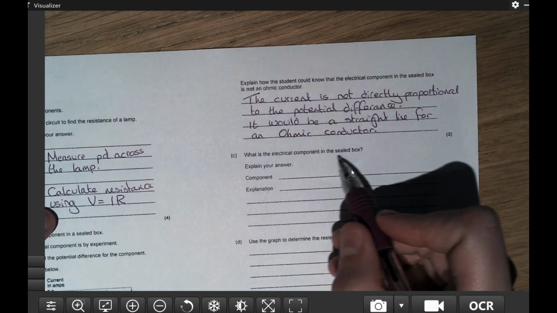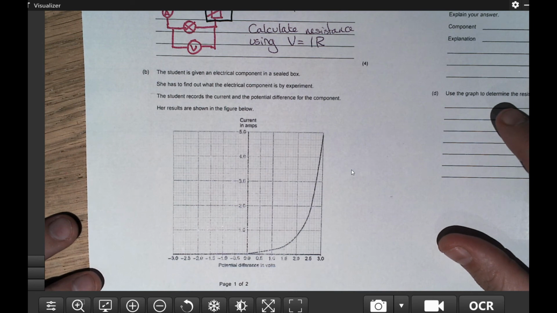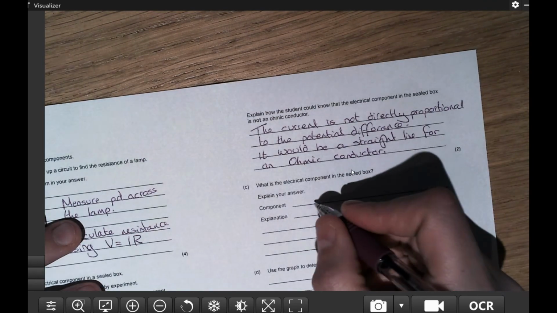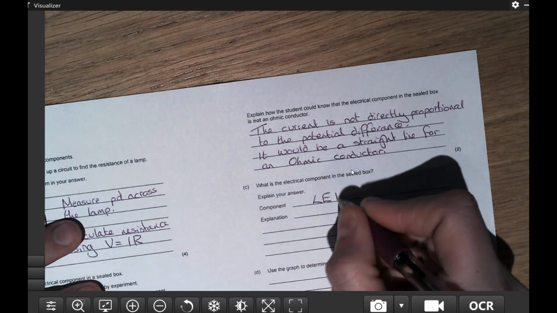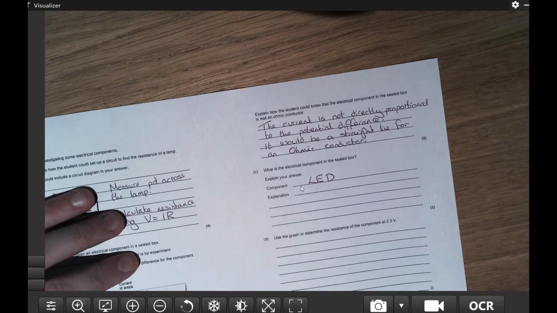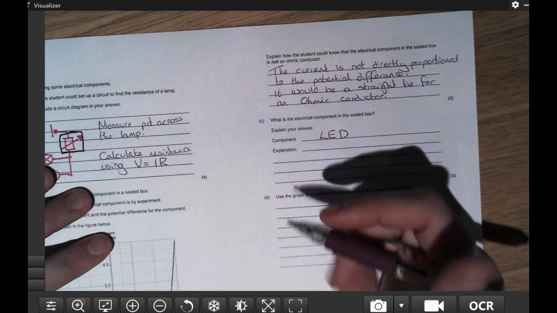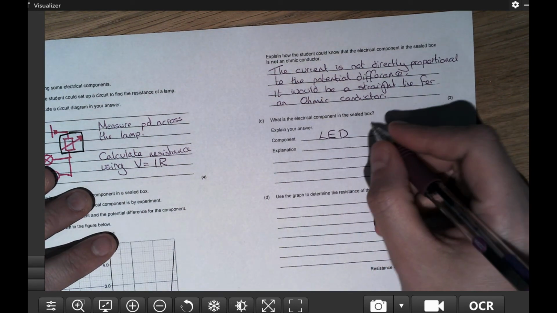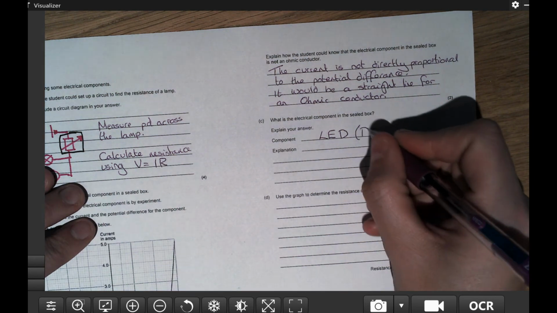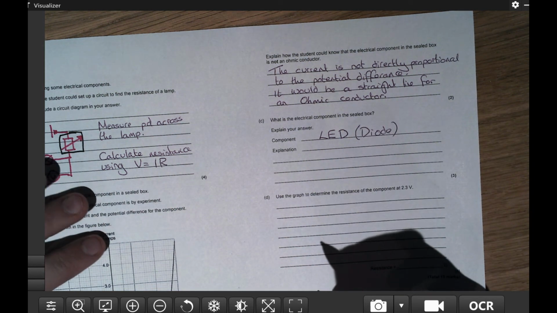What is the electrical component in the sealed box? So we've got to look at this graph and we've got to remember, well, which of the three components that we tested in today's lesson gives us that shaped graph? And you should be able to come back and go LED. And your explanation behind that is that it is an LED or a diode. You would get a mark for LED.